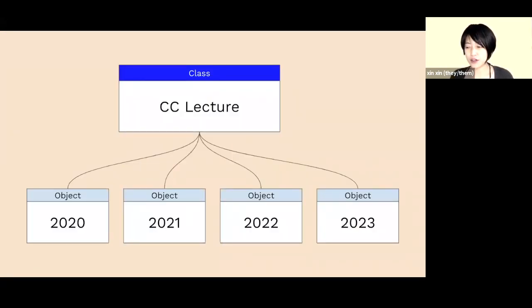So using our class, the CC lecture, as an example, a class is essentially a blueprint. So if we think about, as a metaphor, CC lecture as a blueprint, every single year when we run this class and rerun this class, these different instances of CC lecture are the objects. So classes are blueprint and objects are instances of that blueprint.